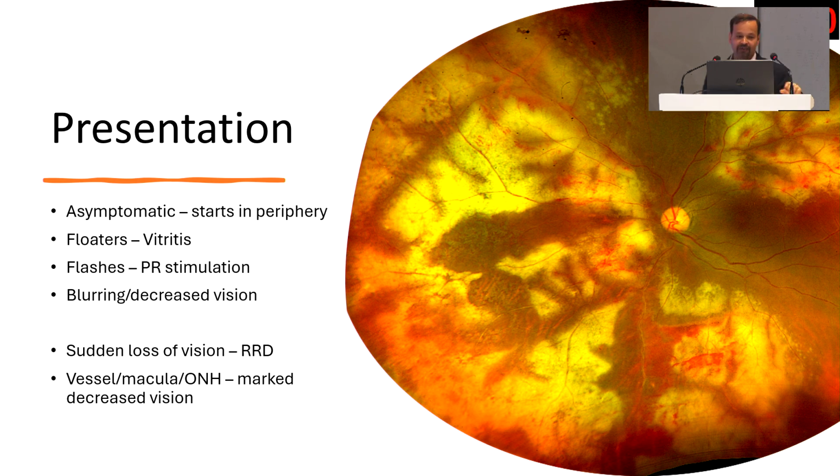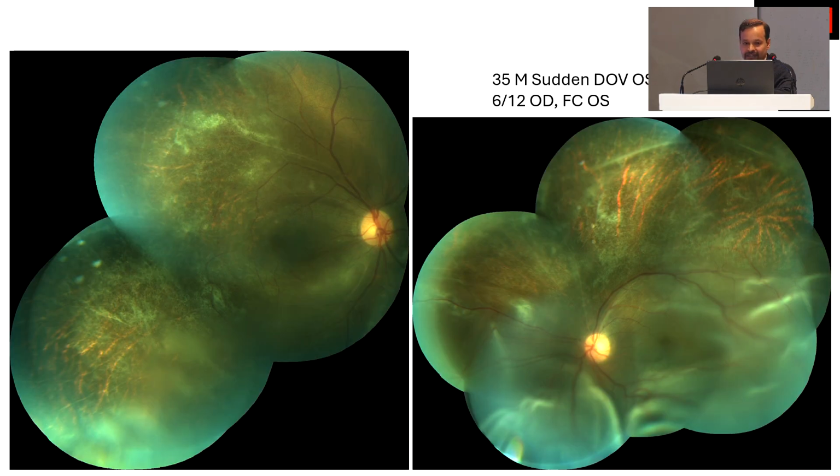Very rarely, a patient who does not have any of these symptoms can develop retinal detachment, and then the patient can present with sudden onset loss of vision as well. And if there is involvement of the posterior pole in terms of the macula or optic nerve, the patient can present with markedly decreased vision. Now, have a look at this particular patient.